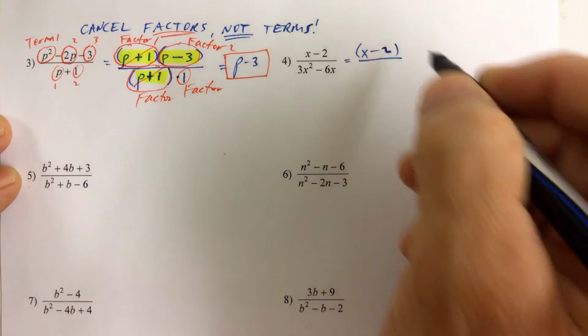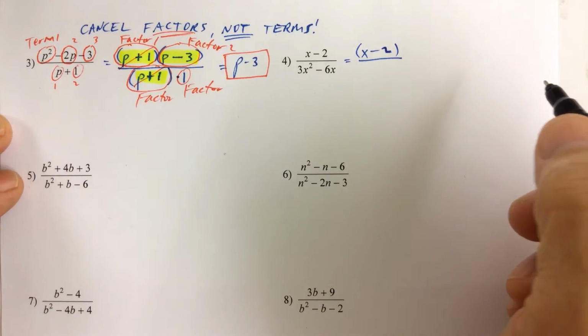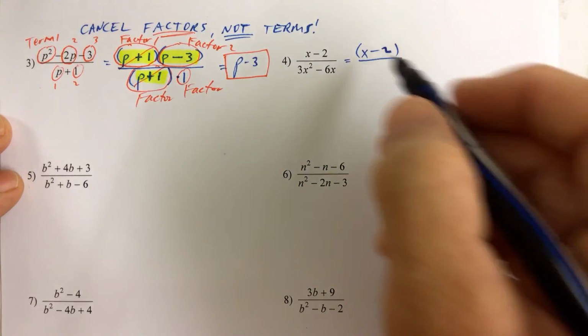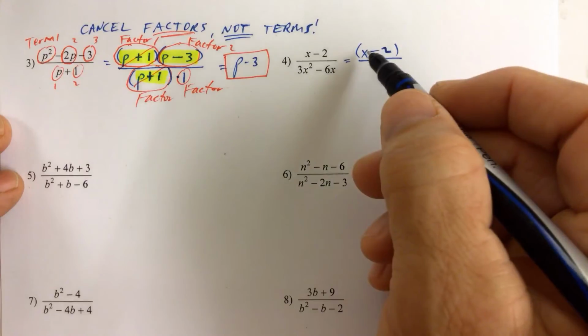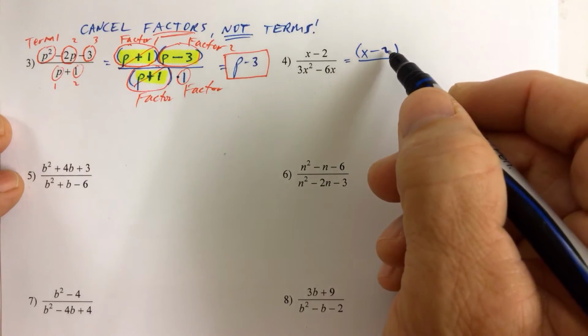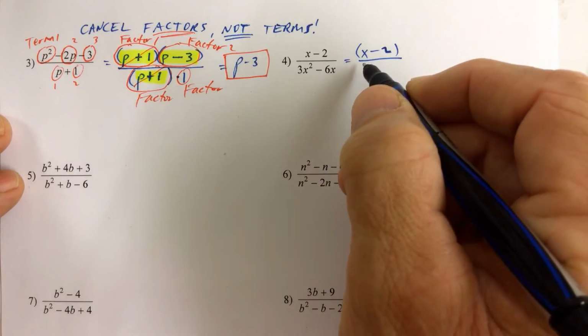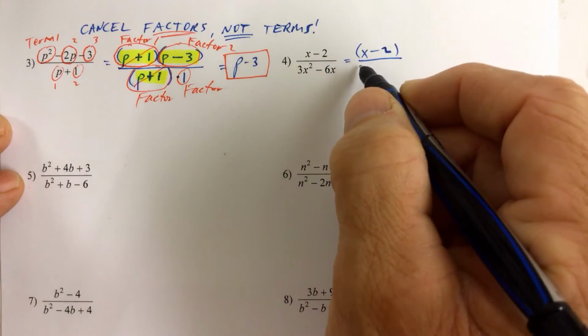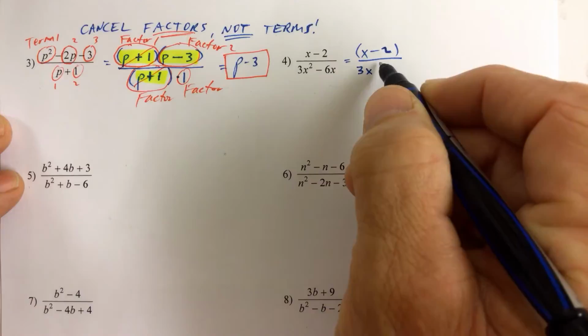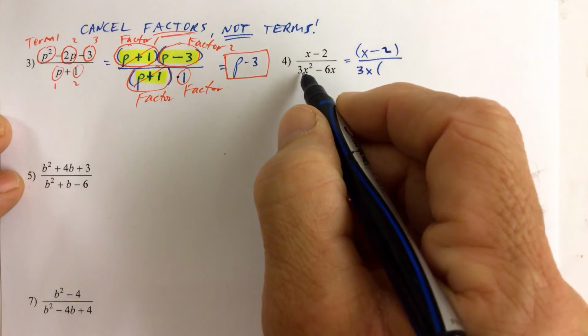So it becomes, if we want to think about it as in parentheses, that might help us remember that x minus 2 is a factor. You cannot cancel just the x, and you cannot cancel just the 2. In the denominator, we have a polynomial, and we should notice that we can factor out a greatest common factor of 3x.